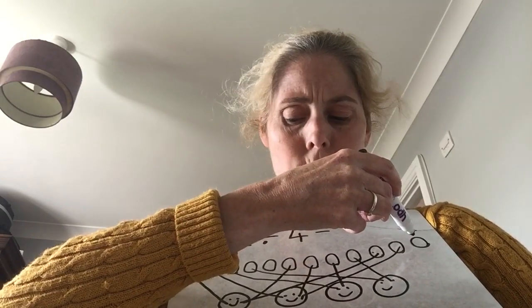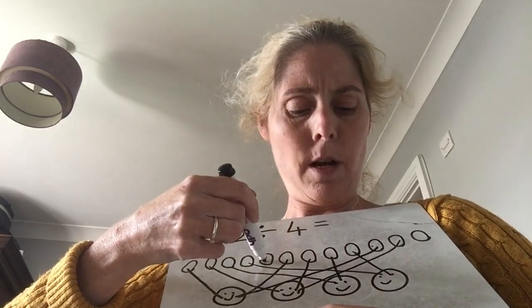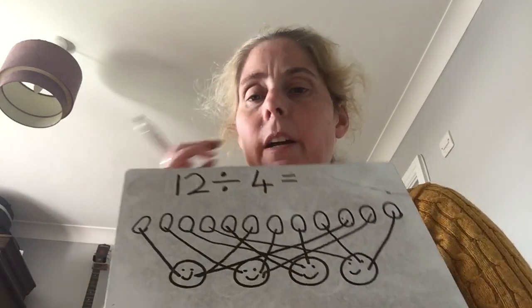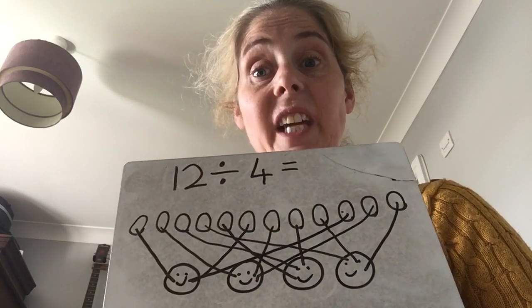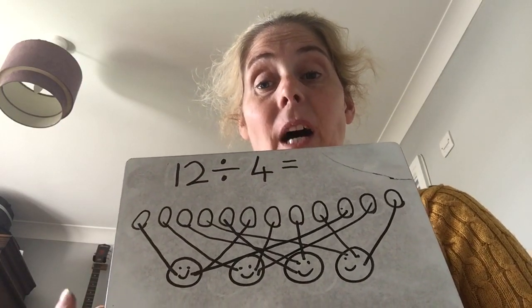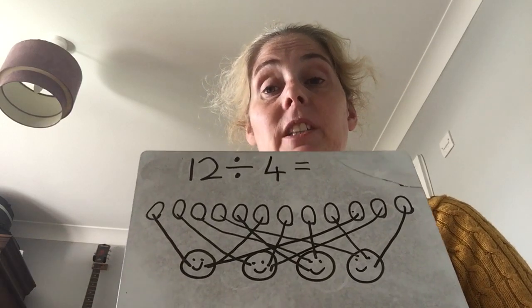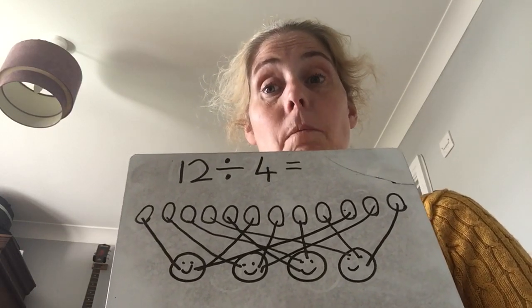I've missed one out. Thought I had 1, 1. There we go. Now, have we shared them equally? It all looks a bit complicated, doesn't it? Okay, but as long as we can see that each person has got the same number, that's all that matters.